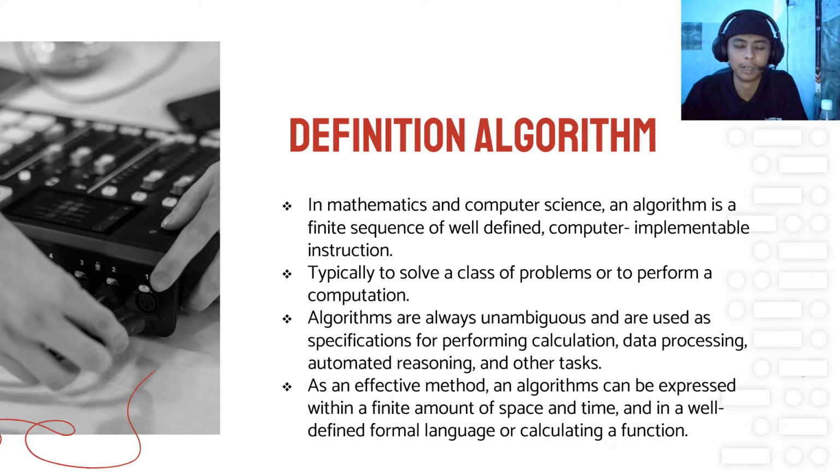For the definition of an algorithm: in mathematics and computer science, an algorithm is a sequence of well-defined, implementable instructions, typically to solve a class of problems or to perform a computation. Algorithms are always unambiguous and are used as a specification for performing calculation, data processing, automated reasoning, and other tasks. As an effective method, an algorithm can be expressed within a finite amount of space and time and in a well-defined formal language for calculating a function.